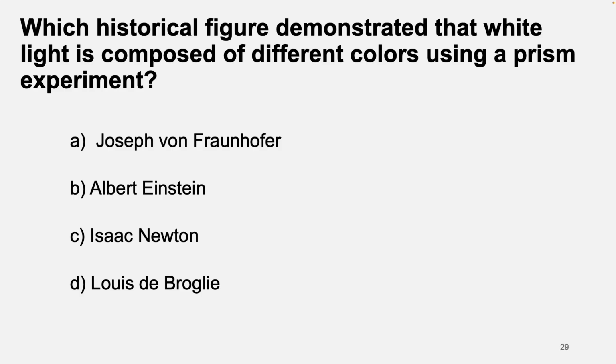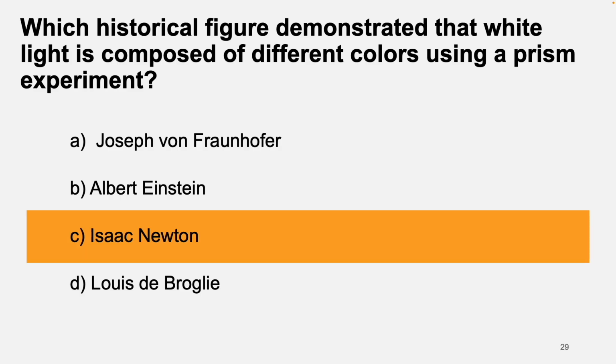And the answer is Isaac Newton. Back in 1666, by passing sunlight through a prism, he showed that white light contains all the colors of the rainbow. And this experiment was the beginning of spectroscopy as a method.